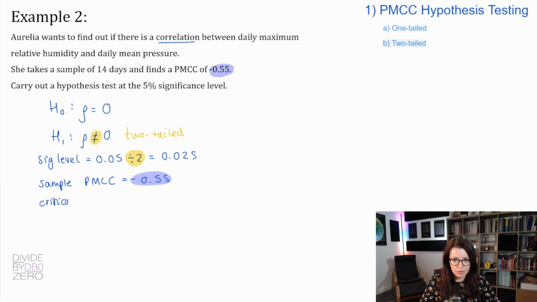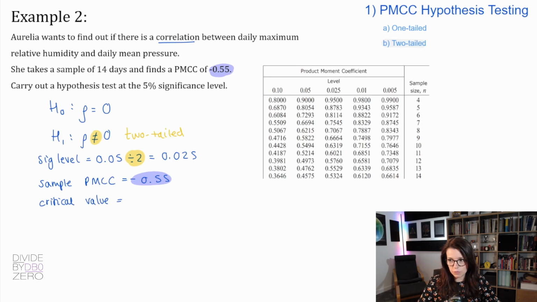And then it's time to find the critical value. So again, using the table in the back of the formula book, significance level is 0.025, sample size is 14, means the critical value is 0.5324.